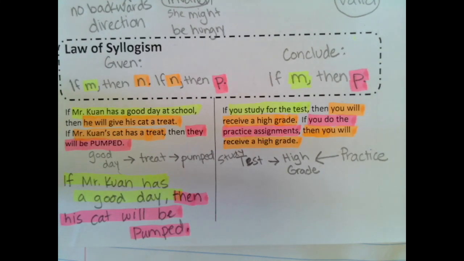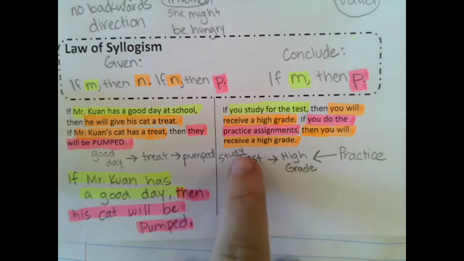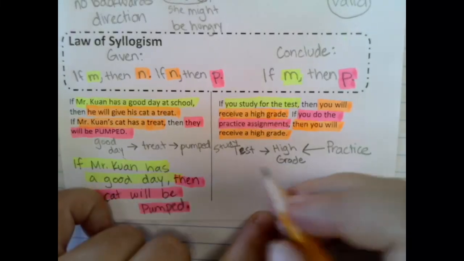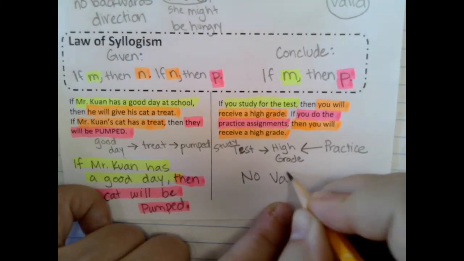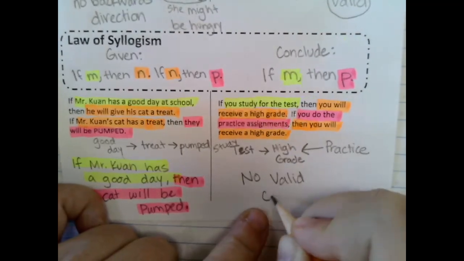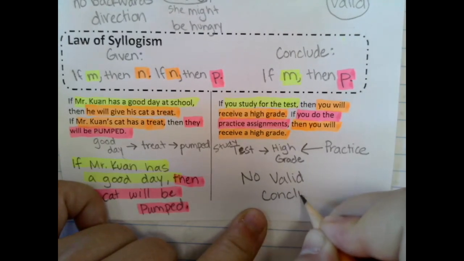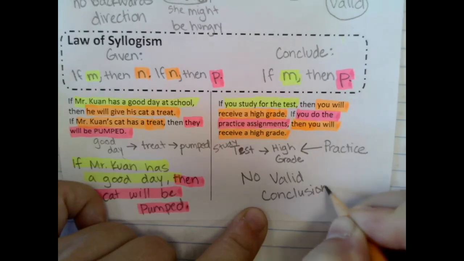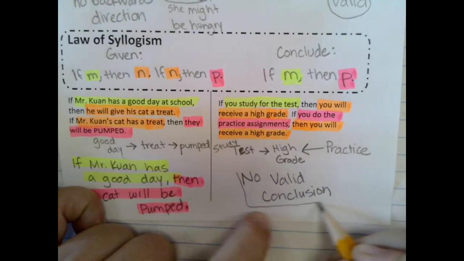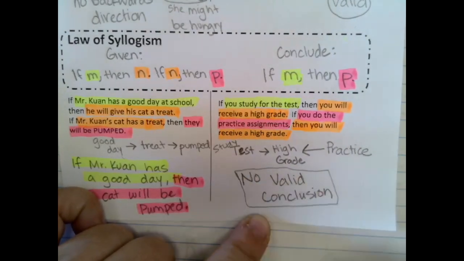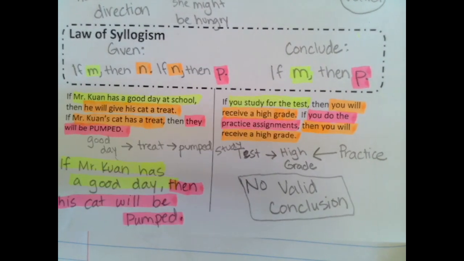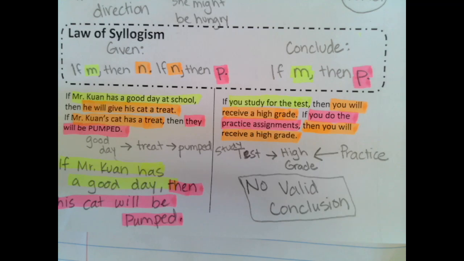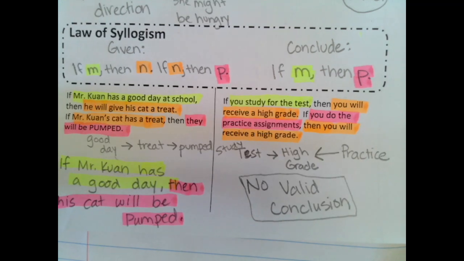We can't jump from, if you study for a test, then you do your practice. Not necessarily. So this one, we can't come up with a valid conclusion. So we'd say no valid conclusion, meaning there's not anything we can say past what's already been said. The way that it's written is the best way we can write it. We can't come up with any easier way of saying it. There's no more that we can say. But I can say that we can say no more like 17 more times because I'm really good at that.